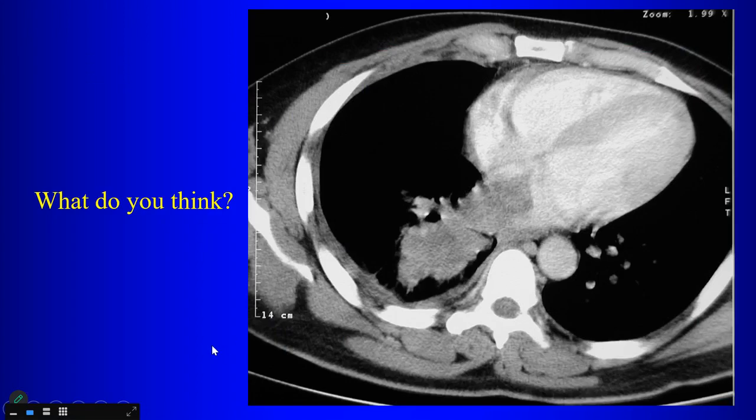Okay? What do we think of this case? Right lower lobe mass. There's a right lower lobe mass. To the left atrium. Yeah, okay, so there's extension into the left atrium. So how does a lung cancer get into the atrium? It can go through the pulmonary vein or around the pulmonary vein.